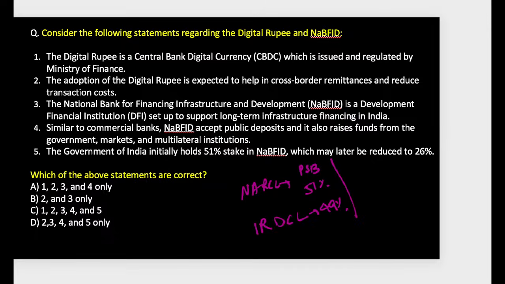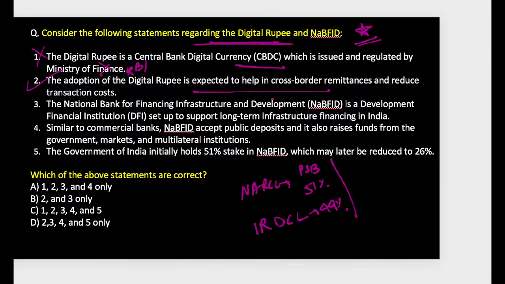So NaBFID is also part of your last unit, so discuss it well here. This is something very important. You can expect at least one question based on NaBFID. It is the newly built DFI for infrastructure development or refinancing. Or even we have the digital rupee. So CBDC is issued and regulated by the RBI. First of all, this statement is wrong. The adoption of digital rupee is expected to help cross-border remittances and reduce transaction cost.